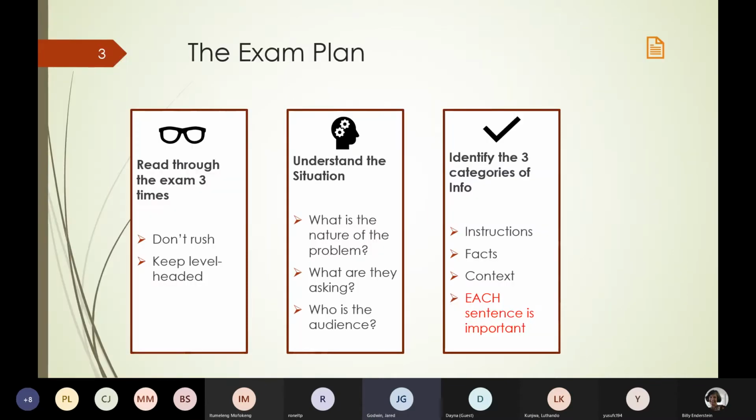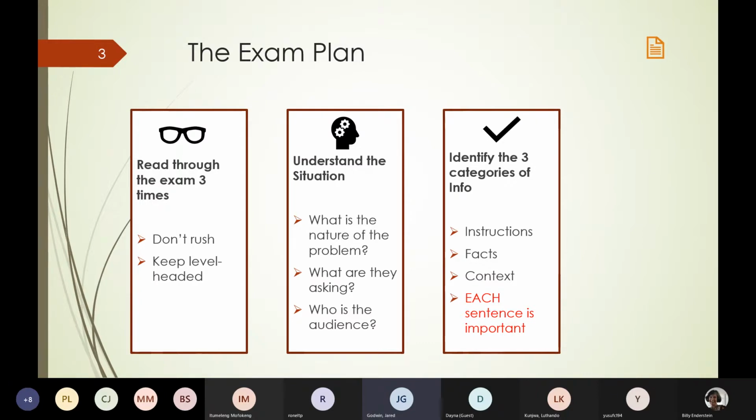Okay, so the exam plan. Let's jump into it. What is the exam plan? I would say first off, don't rush. Don't jump into it. Don't be worried that everyone around you is suddenly, you've got your 15-minute reading time. And I suppose virtually it's a little bit different. You don't have that looking around you and seeing what other students are doing. But don't rush into the exam. Try keep a level head as much as possible.